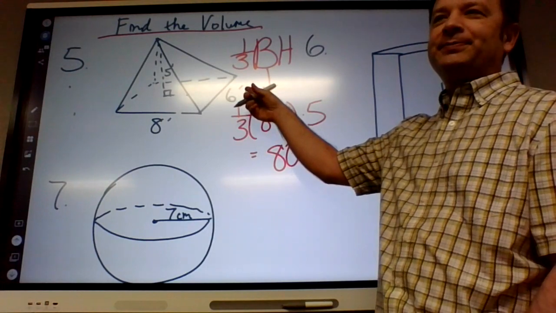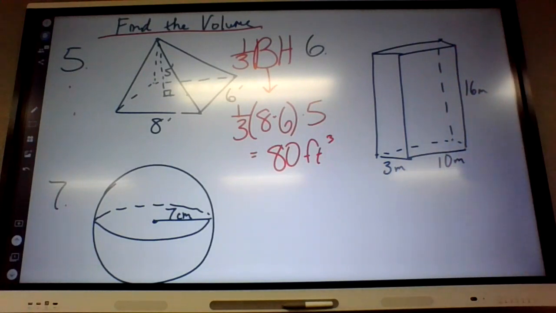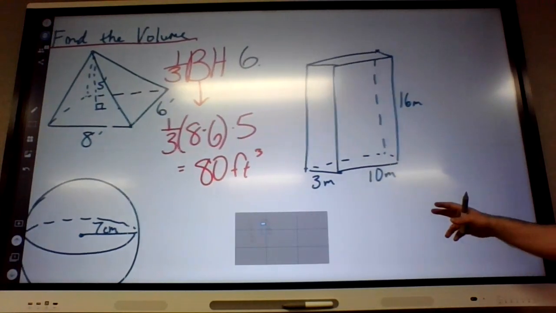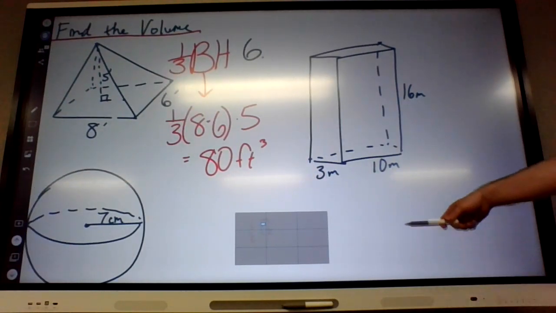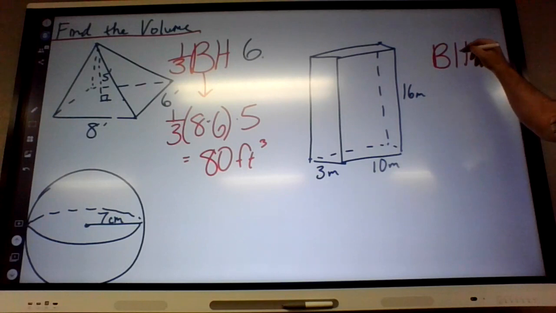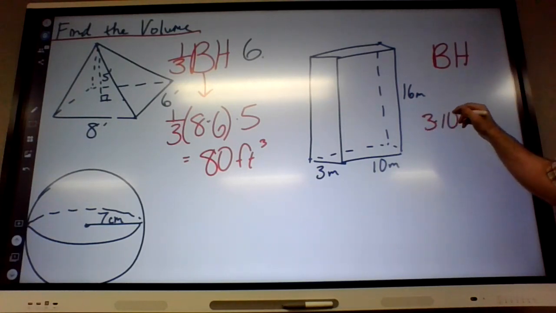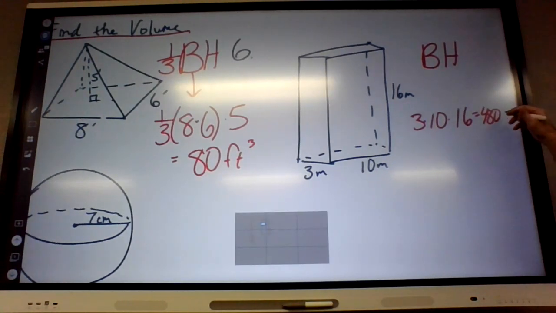What does one mark mean? Feet. What's two symbols? Cubed, because it's volume. Okay, volume is cubed. How do we find the volume of a rectangular prism? Based on height. Okay, how do we find the area of the base? 3 times 10. So, for rectangular prisms, length times width times height gives you volume, in inches or meters. Meters cubed.